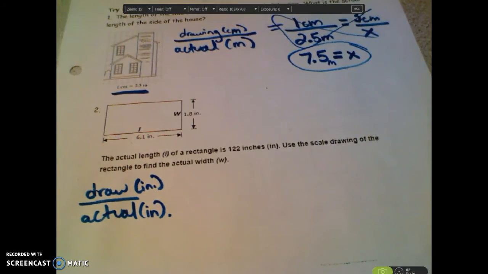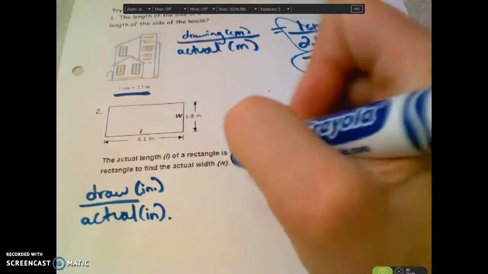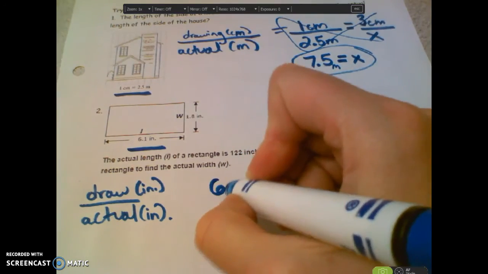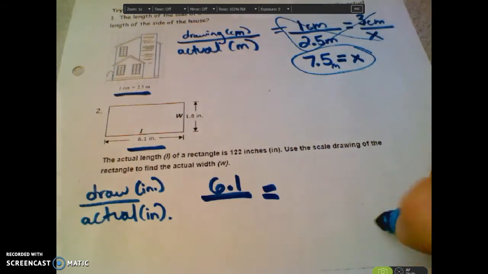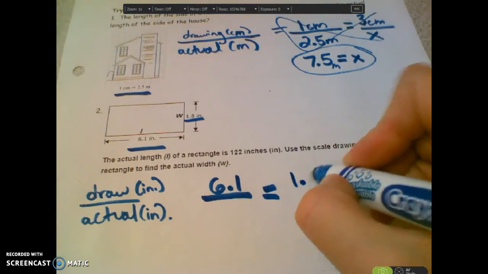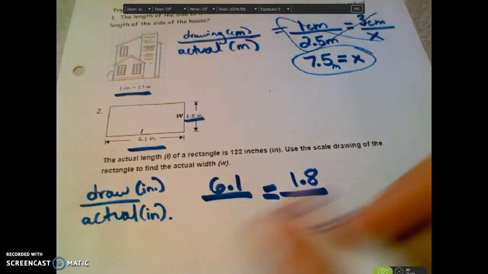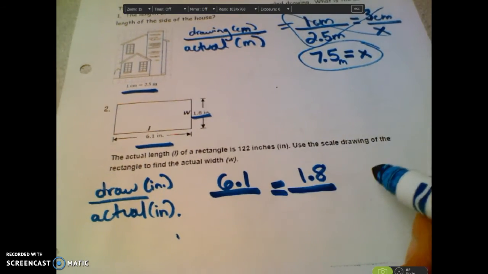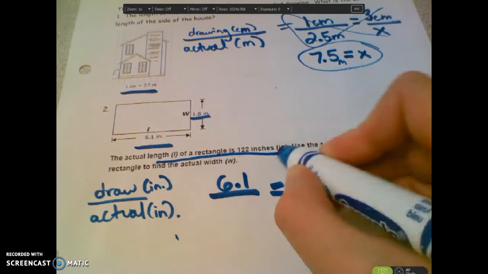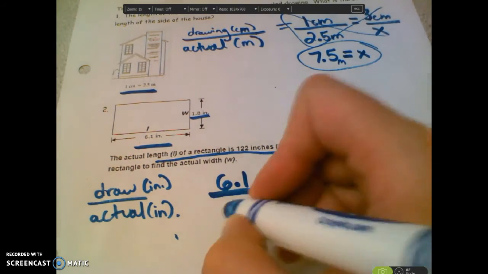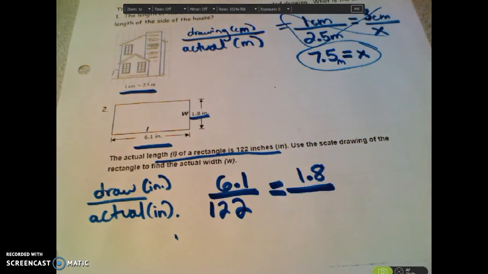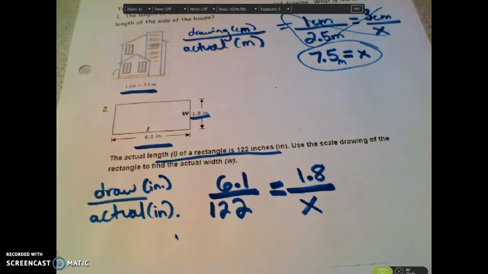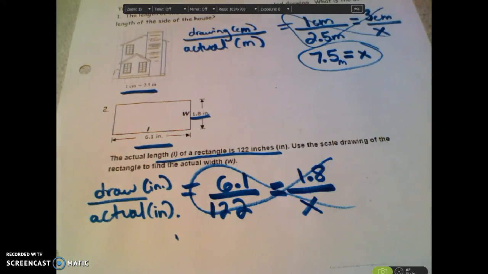Now I'm going to take what I know and I'm going to create a proportion. So the drawing of the length is 6.1. And then the drawing of the width is 1.8. Because I have inches labeled over here, I don't necessarily need to put them in here, but again, you can if you would like to. It says that the length of the rectangle is 122, and that's the actual, so I'm going to put 122 below the length of the picture. And then we don't know what the width is, so you can put x or w or whatever you want. And then all we do is go ahead and cross multiply and solve.